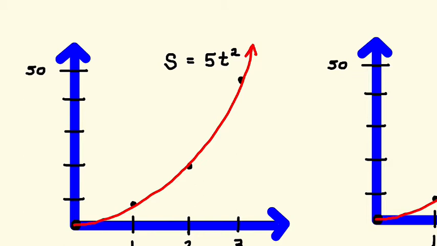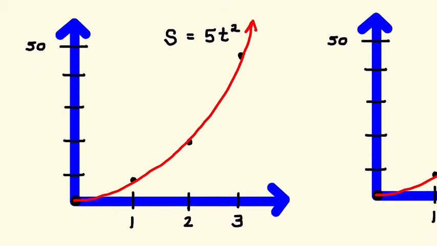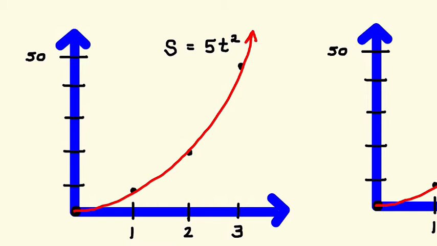So let's look at time 2, okay? Let me get black up again. At time 2 we have a height of 20, right? 2 times 2 is 4, times 5 is 20. So at time 2 we have a height of 20. And let's go from 2 to 3. At 3, we have a height of 45.